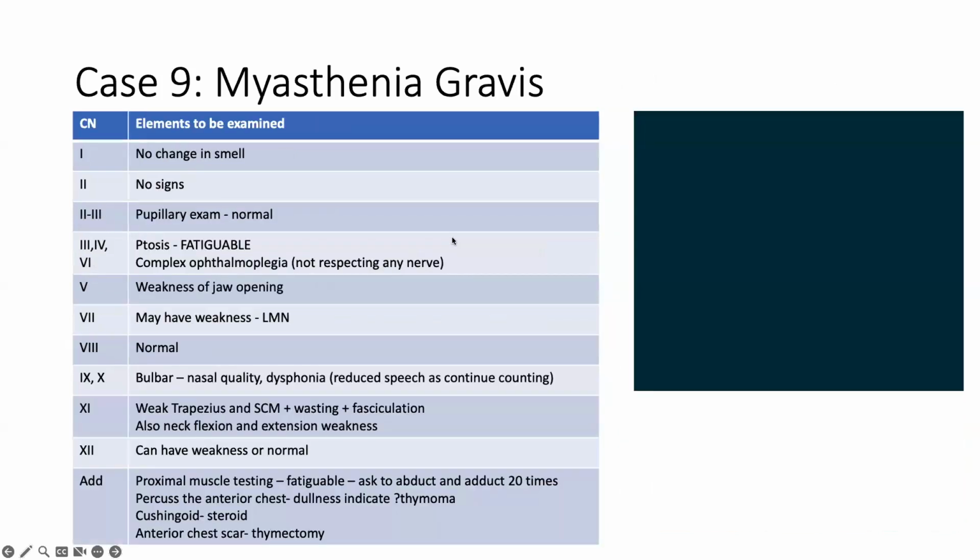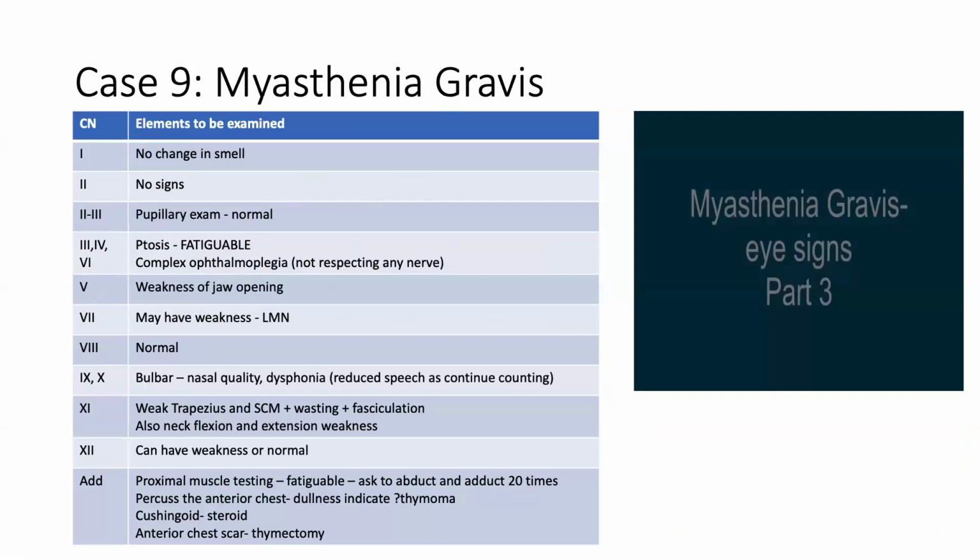Okay, all right. So myasthenia gravis is a common thing in examination. The hallmark of myasthenia gravis is fatigability. Most of the signs are within the eye movement, and also they are from cranial nerve 9 and below. So ptosis is the hallmark of myasthenia. It must be fatigable, and they may have complex ophthalmoplegia, weakness of jaw opening, and facial muscle weakness, bulbar.